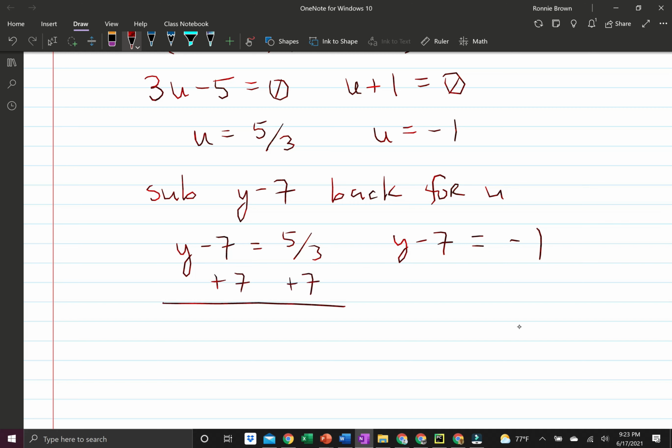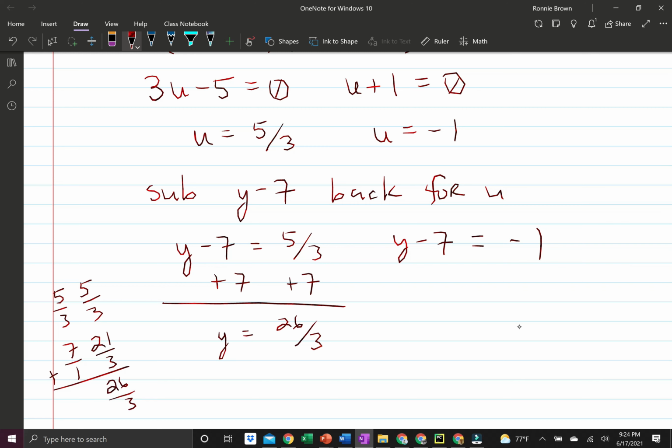We have 5/3 plus 7. So let's do that on the side. 5/3 plus 7, just like 7 over 1, right? I believe the LCD of 3 and 1 is 3. This one will stay the same since it has the same LCD. 1 goes into 3 3 times. 3 times 7 is 21. Plus that 5 is 26/3. So y is equal to 26/3.